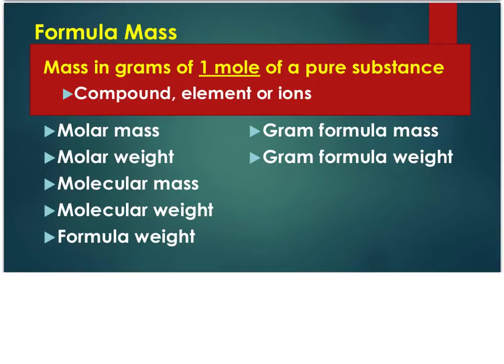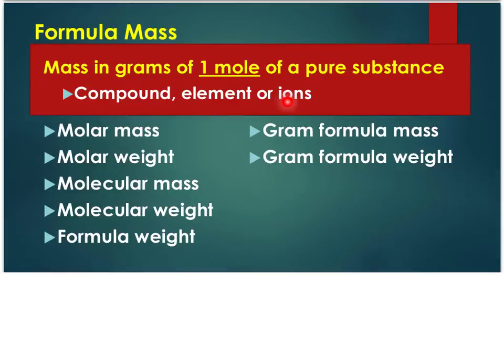So we start with formula mass. Formula mass refers to the mass in grams of 1 mole of a pure substance. And when we say pure substance here, it can either be a compound, element, or ions. So when we talk about a substance, it could be compound, element, or ion.